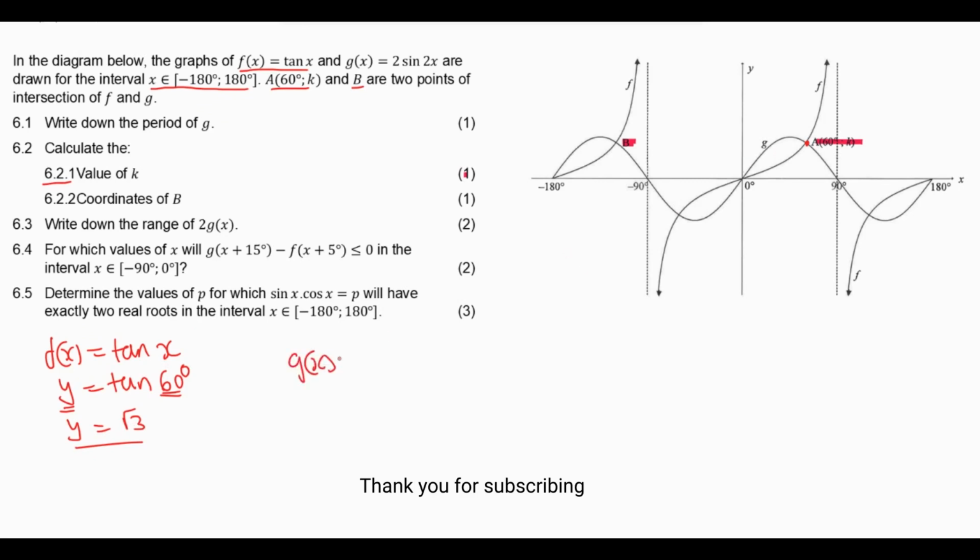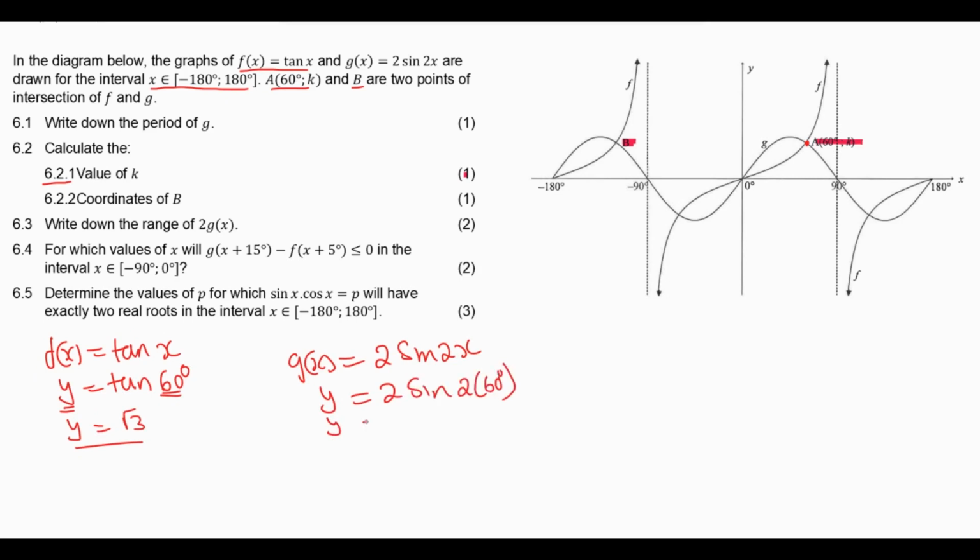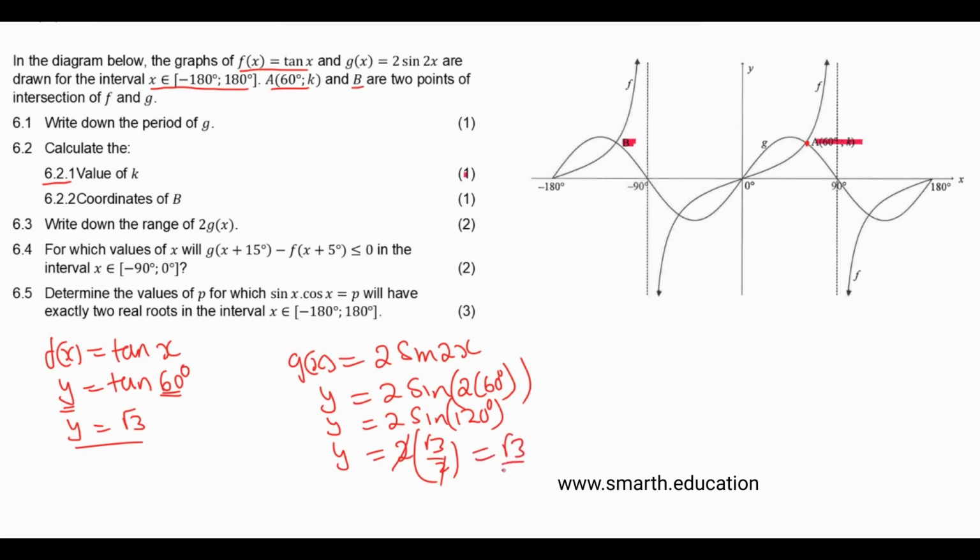g(x) is equal to 2 sin 2x. Now it means y is equal to 2 sin(2 times 60 degrees). You have y is equal to 2 sin 120 degrees. Then sin 120 degrees is root 3 over 2. So it means y is equal to 2 times root 3 over 2, and then 2 divided by 2 is 1. We remain with root 3. So it means y here is root 3.